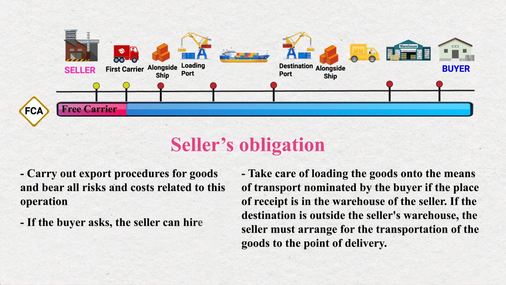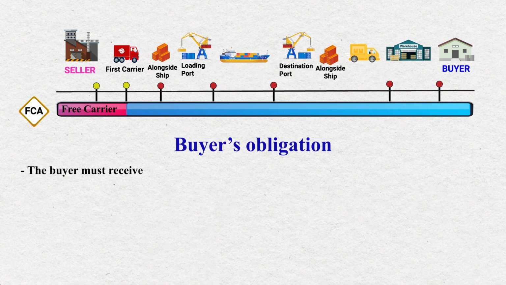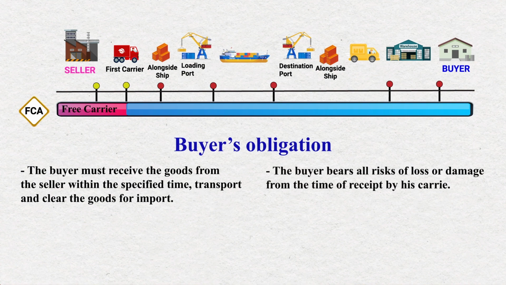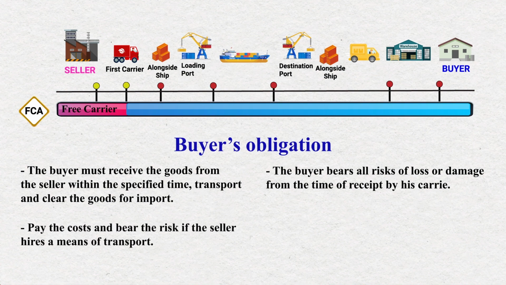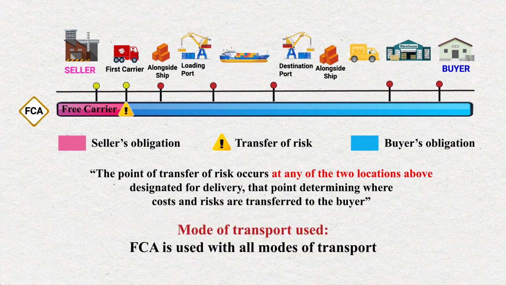If the buyer asks, the seller can hire a means of transport under the usual conditions, all costs borne by the buyer. The buyer's responsibility will be: the buyer must receive the goods from the seller within the specified time, transport and clear the goods for import. The buyer bears all risks of loss or damage from the time of receipt by his carrier. Pay the costs and bear the risk if the seller hires a means of transport. Customs clearance for import of goods. The point of transfer of risk occurs at any of the 2 locations above designated for delivery, that point determining where costs and risks are transferred to the buyer. FCA is used with all modes of transport.